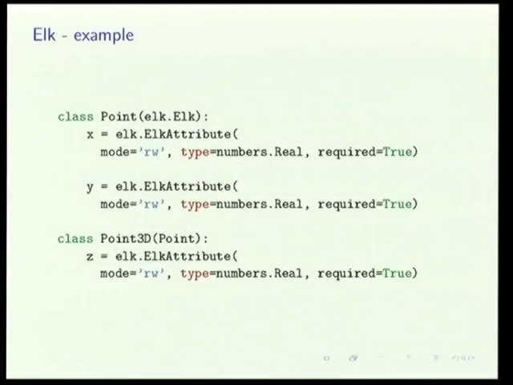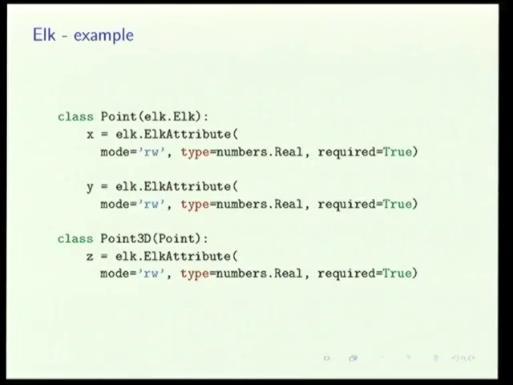So this is an example. Again, we're going to use the two-dimensional point as an example. So class Point, and we just extend elk.Elk. Two attributes, x and y, and they are ElkAttributes. This is a descriptor.